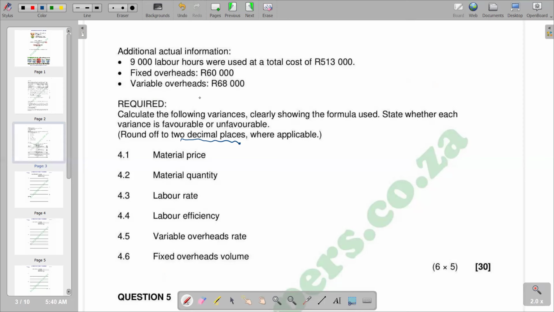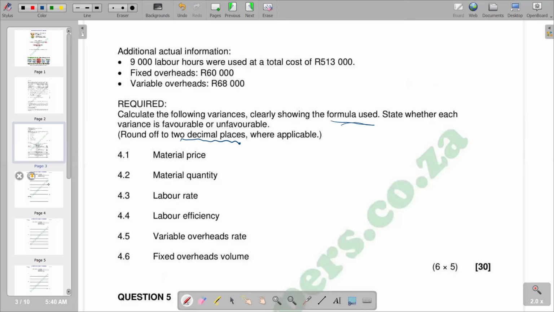So this is what we have. And then you also have to state the formula first before you start to calculate the variance. You have to clearly show the formula used. Very important for you also to take notes. So we start with 4.1, which is material price. Material price.